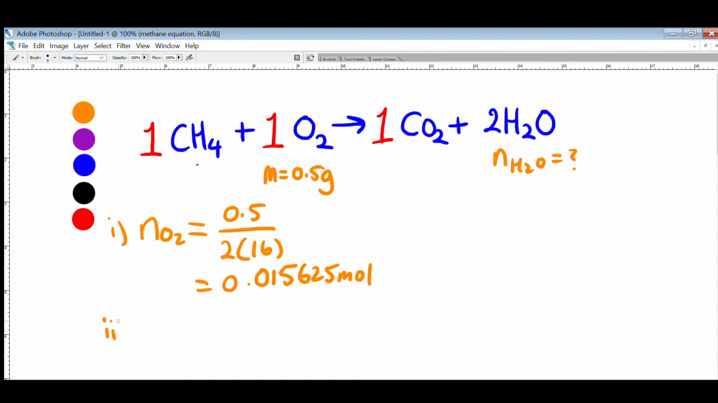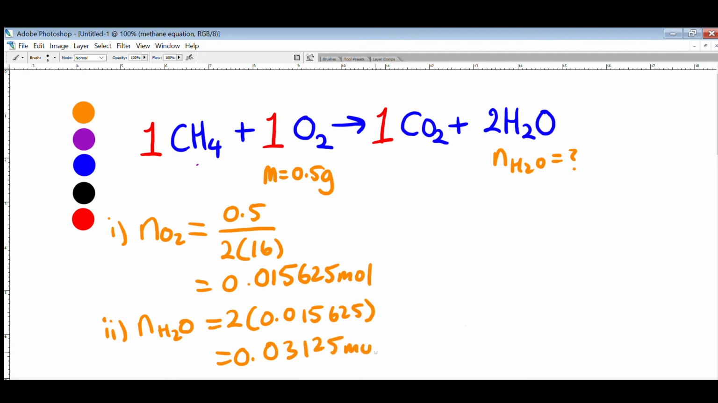Let's do step 2. So now that we've got the moles of oxygen, we can find the moles of H2O, which we know is a 1:2 ratio. So it'll be 2 lots of that oxygen, which is 2 multiplied by 0.015625. And if you calculate that, you'll get 0.03125 mole. And once again, you've got to leave that in 3 sig figs and scientific notation, which is 3.13 times 10 to the negative 2 mole. And just underline that.